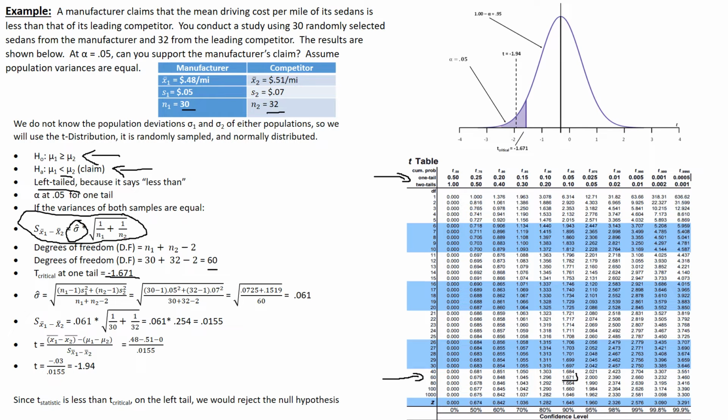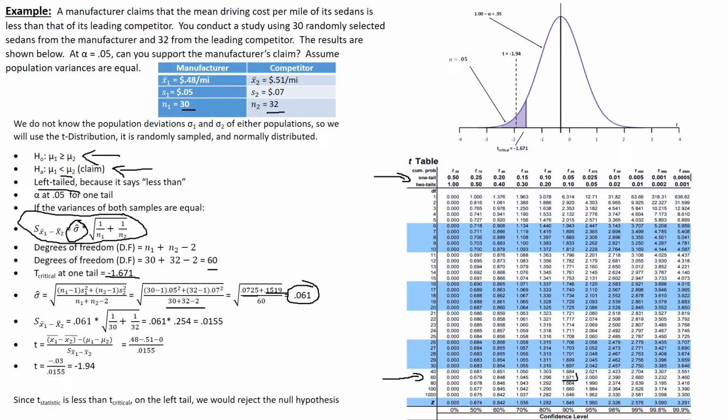The first sample is 30, minus 1 is 29, times 0.05 squared. And that gives us 0.0725 right here. Second one is 32 minus 1, which is 31, times 0.07 squared. That gives us 0.1519. 0.0725 plus 0.1519 divided by 60, which is our number of samples combined minus 2, and the square root of all that is 0.061.